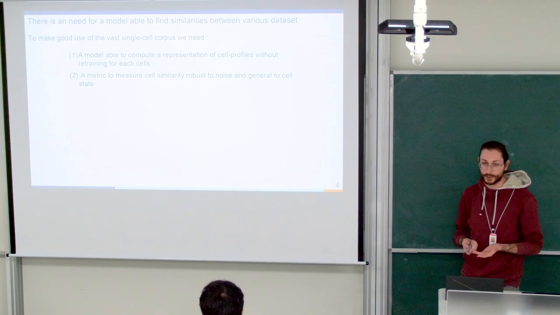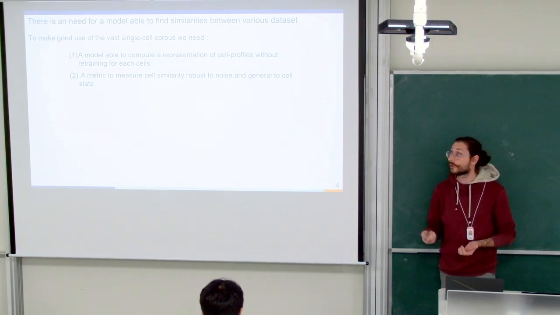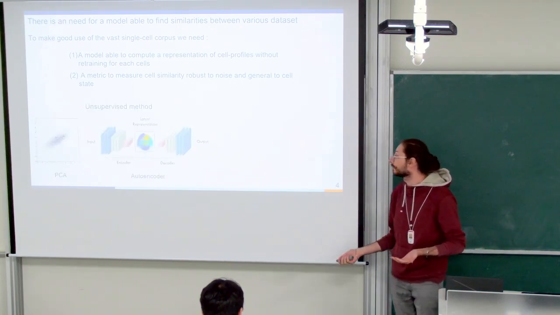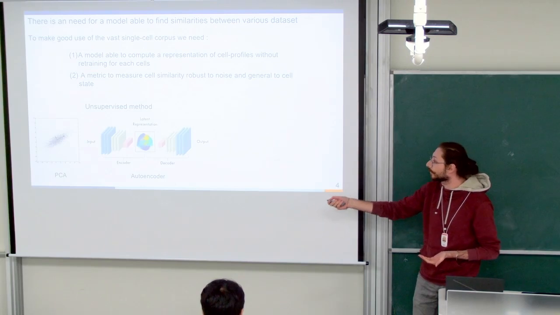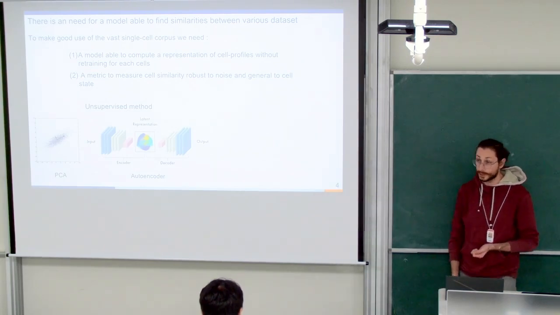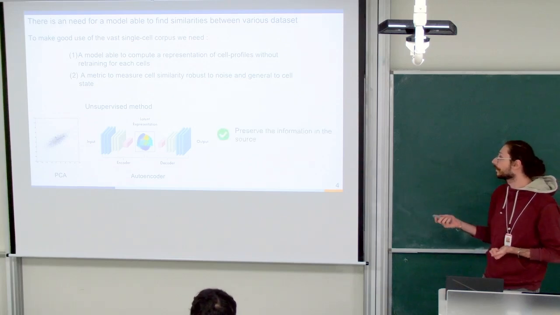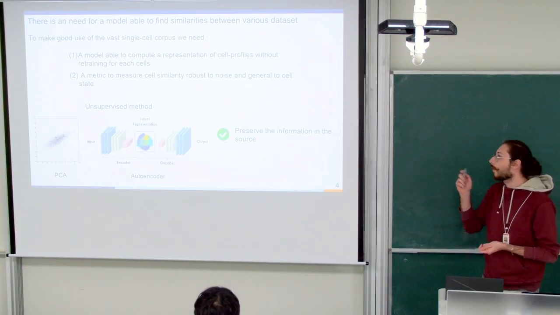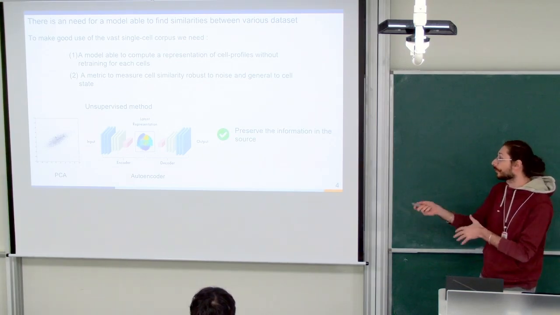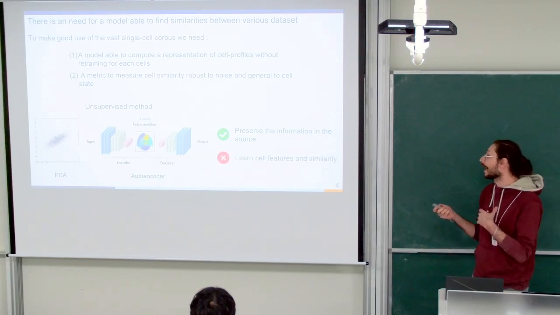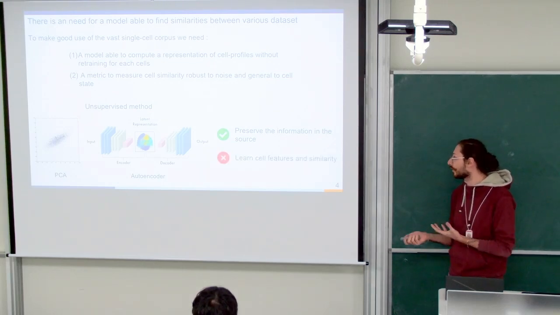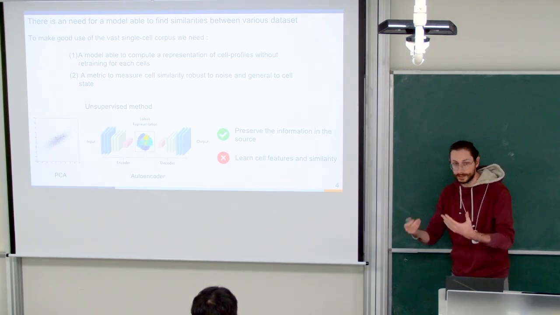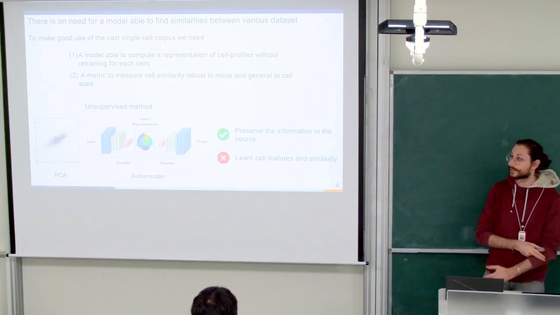There are already methods available in the literature, of course, to study single-cell data. Among the unsupervised methods, we have, for example, PCA and autoencoders. These are two famous methods. They are good at preserving the information in the source, so they are good for analyzing the data, but one criticism that the authors formulate regarding these methods is their lack of ability to learn features for a cell. They lack the ability to learn features and define what the similarities between cells are.